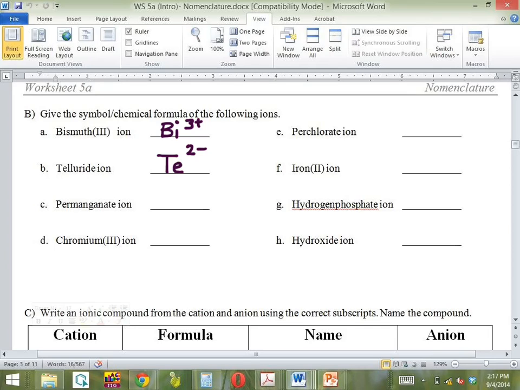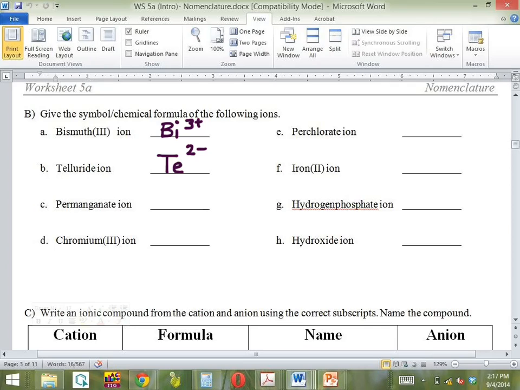Which one? The fourth one right there? Oh, D. Yes, yes it would be. Roman numerals are only used on metals, and so it always indicates a positive charge, never a negative charge.